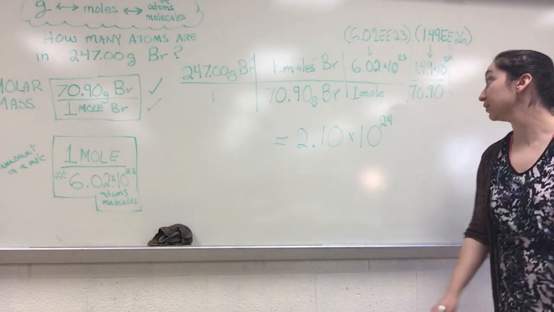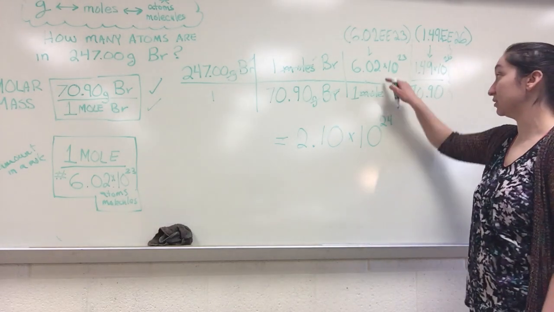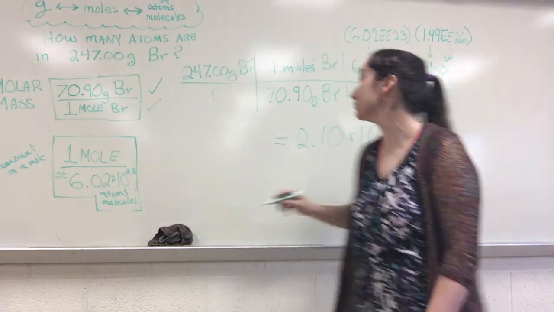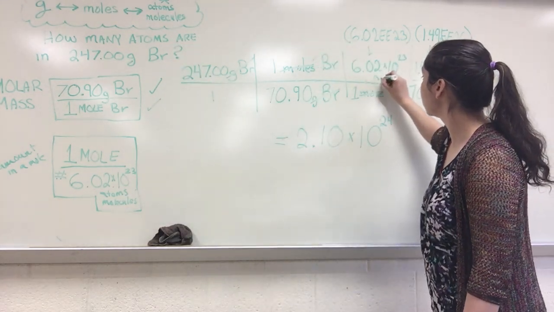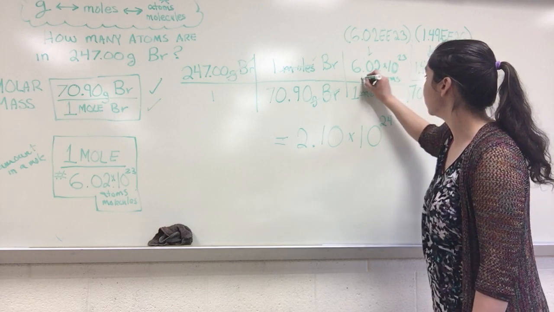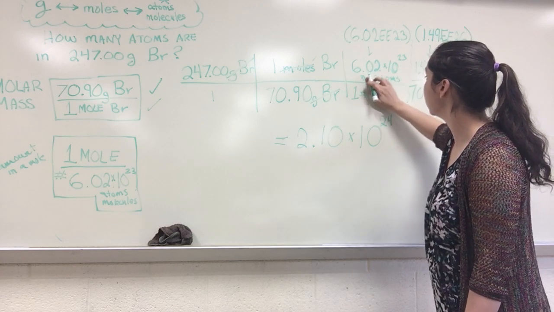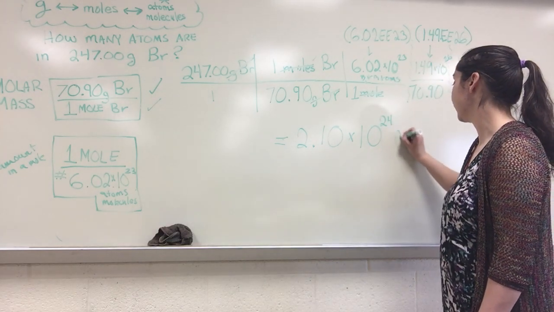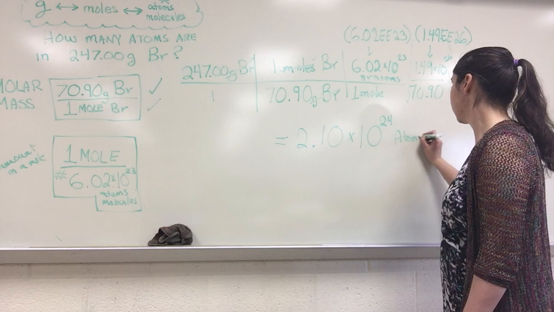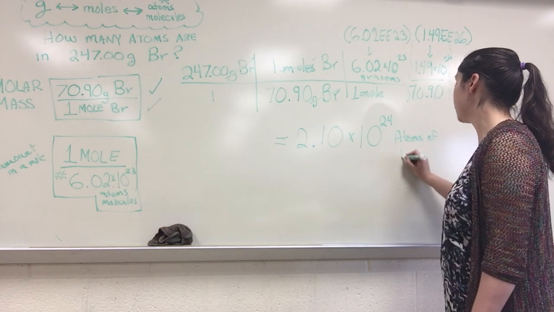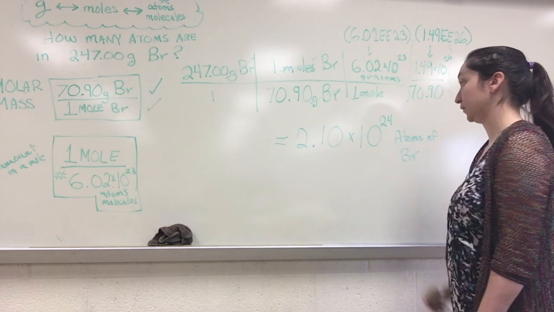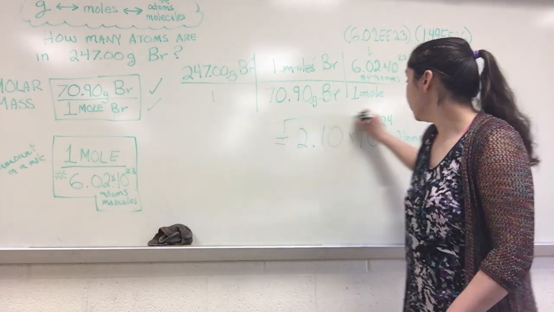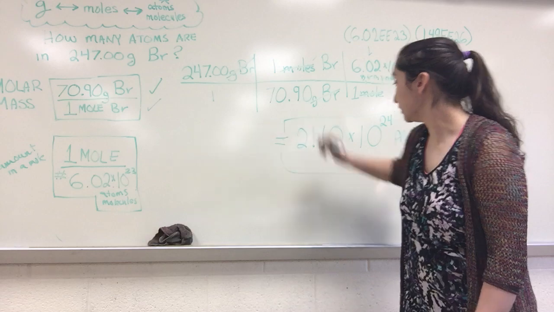Now, quick reminder, don't forget that you've got units, and this 6.02 is number of individuals, and that individuals is atoms. So I really should have written atoms there, and specifically bromine atoms. So atoms of bromine. Okay. This right here is my answer. I like to circle it.